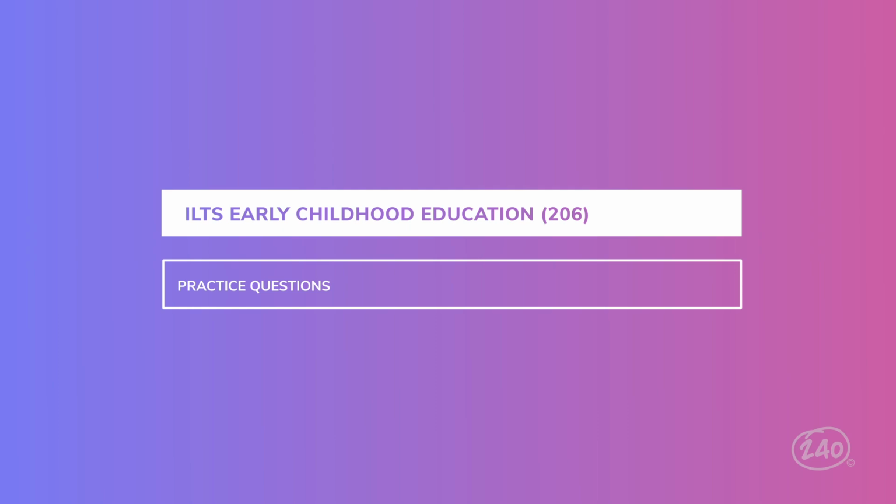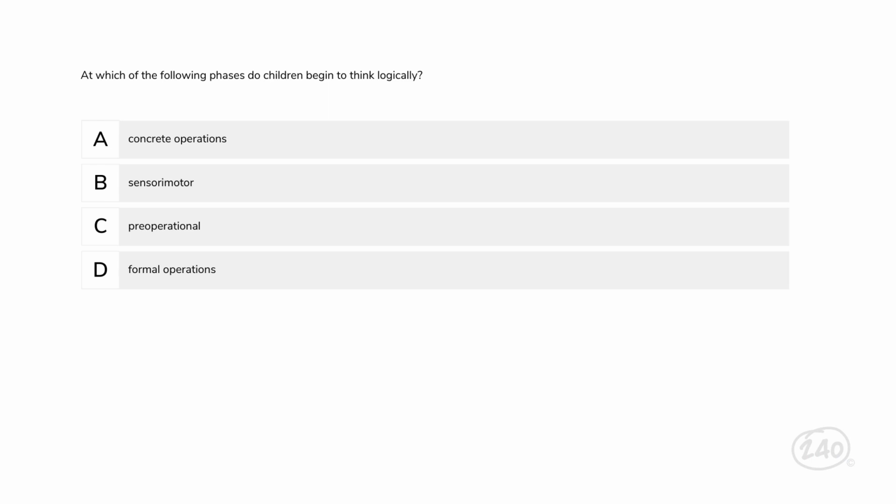Now that we've gone over some big concepts from each of our subject areas, let's look at some practice questions to show you how those concepts can appear on the test. Let's start from sub-area 1. At which of the following phases do children begin to think logically? Oh, I know that this one is choice A.